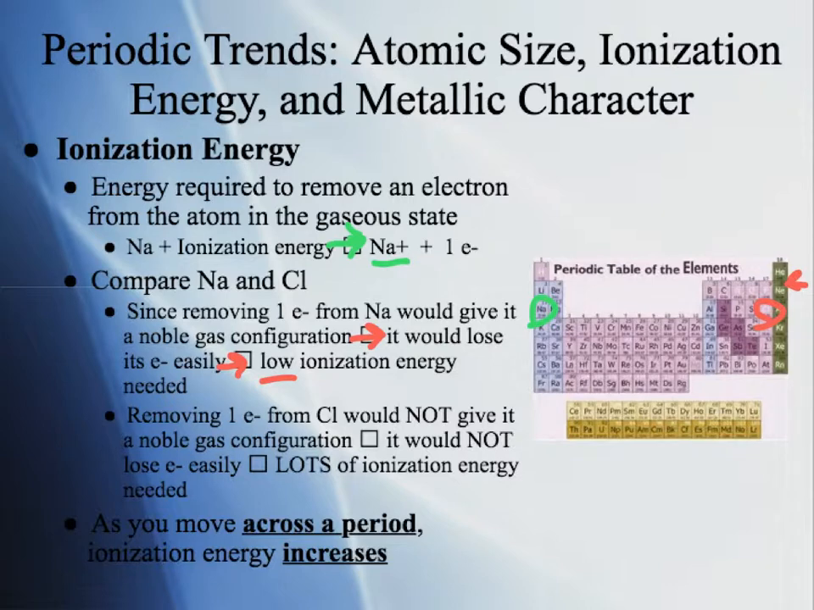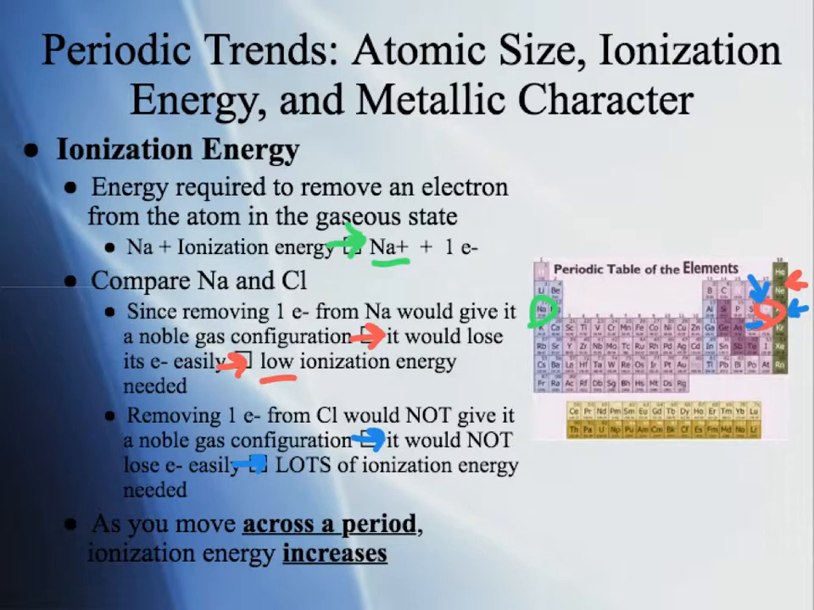But if you take a look at chlorine on the other side, if he loses an electron, now he becomes like sulfur, instead of argon right next to him. So removing an electron from chlorine would not give it a noble gas configuration. That means he doesn't even want to lose electrons very easily. So it's going to take a heck of a lot of energy to get that electron away from chlorine, because what does he want to do instead?